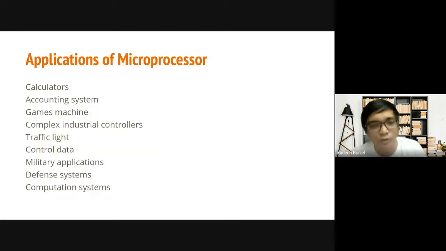So that's the microcontroller. Now, what are the applications of microprocessors? We can make calculators, accounting systems, game machines, complex industrial controllers, traffic light control, data, military applications, defense systems, and computation systems. Because we all know that microprocessors are fast enough to handle these applications.